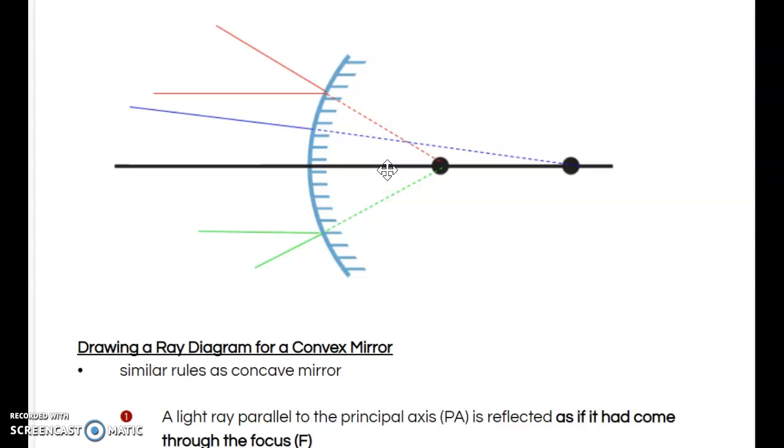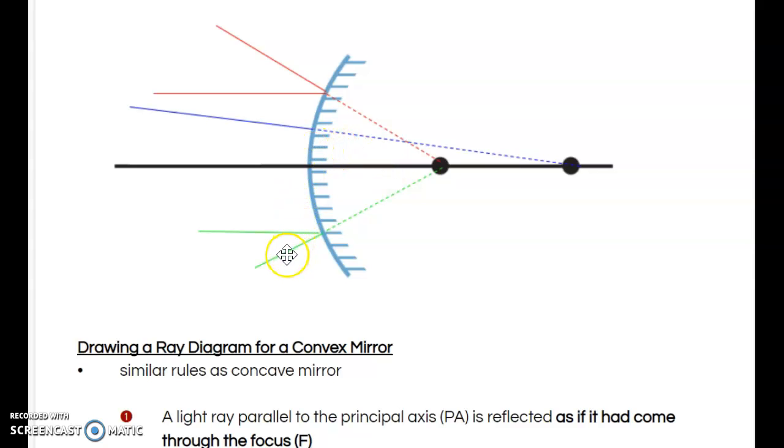Another place you see this is in your car on your passenger side rear view mirror. It says objects in the mirror are closer than they appear. That's because this is a diverging mirror. It makes things smaller. It makes them look a lot smaller than what they are, but it allows you to see a larger area as well. So that's why you use a diverging mirror.